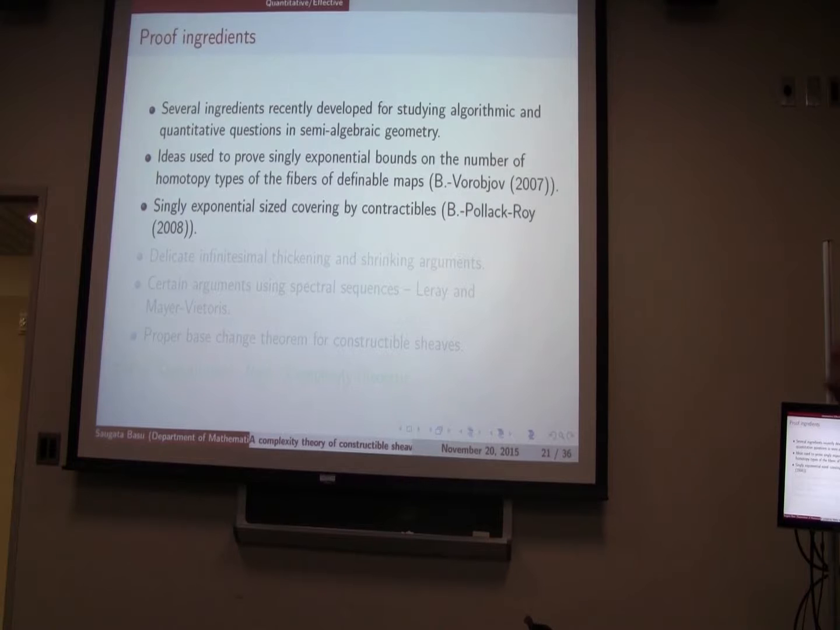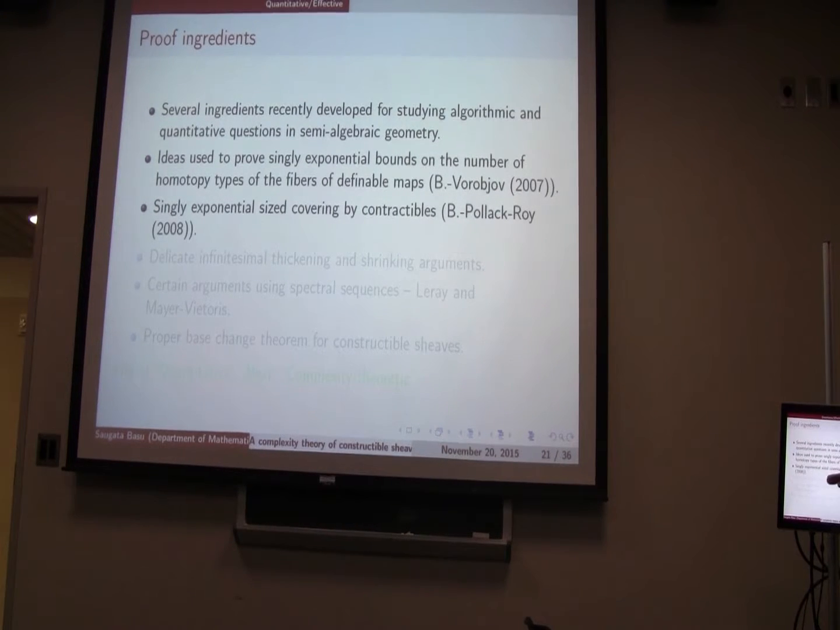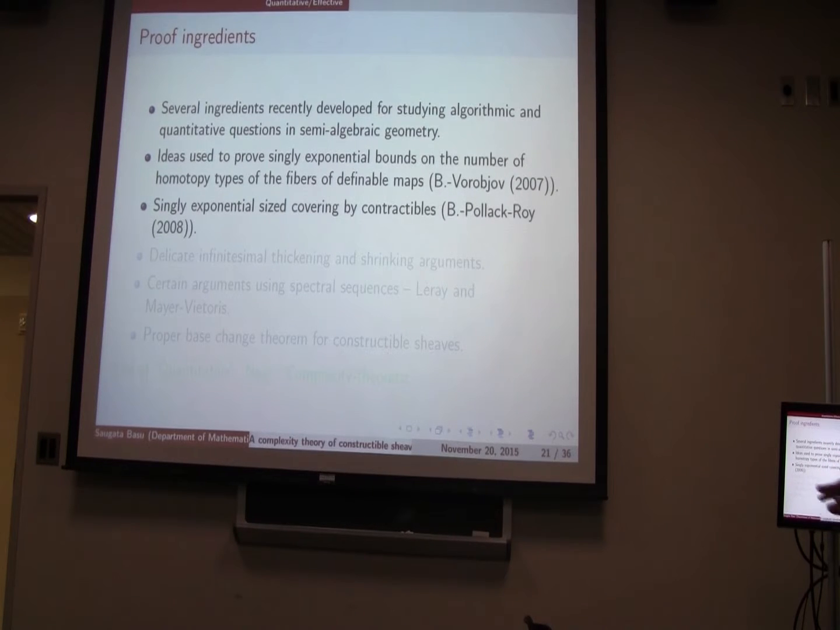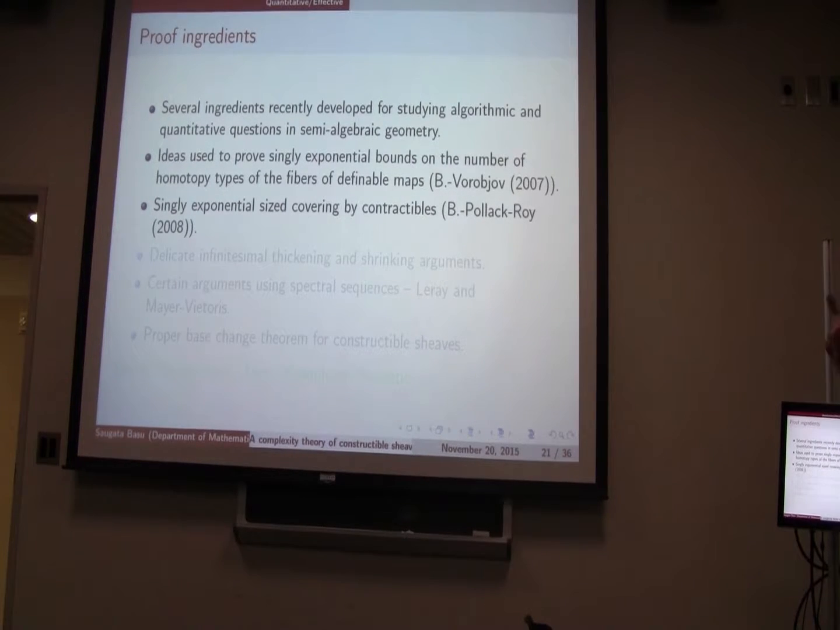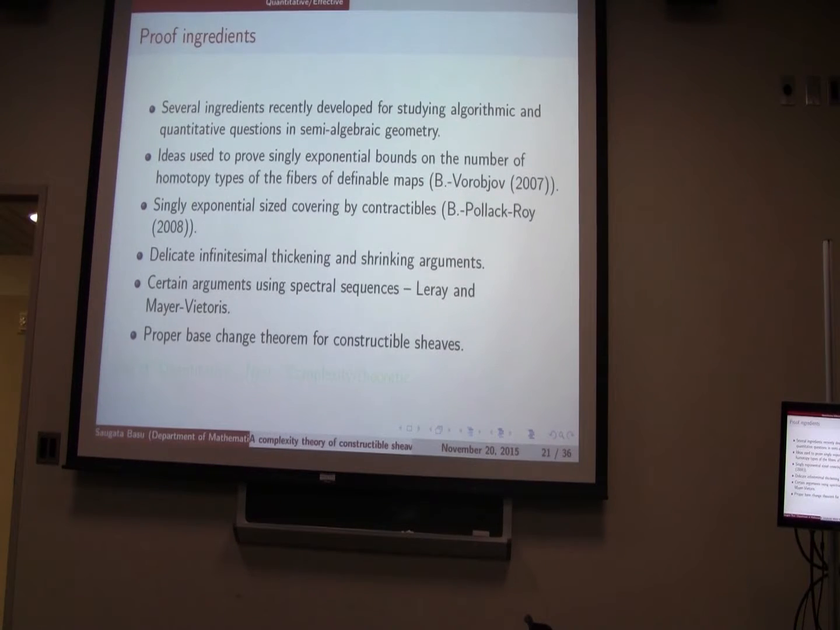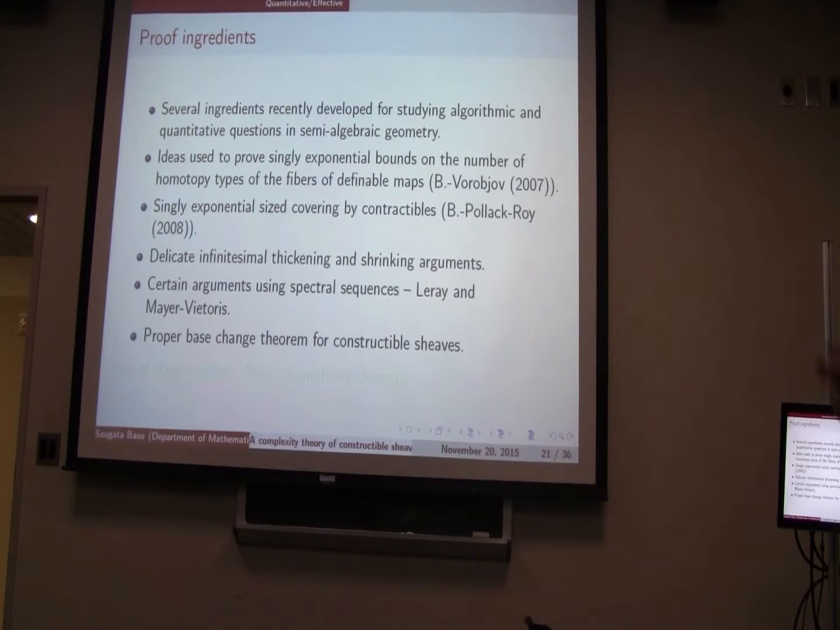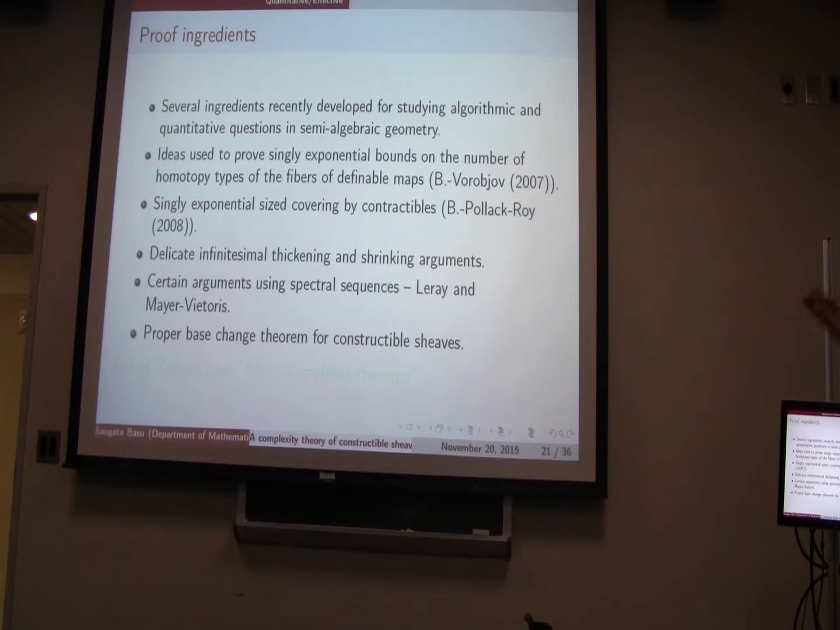And then there are some technical things that we need in these new results. For example, if you have a collection of polynomials, then it's possible to obtain single exponential size coverings of space such that each element of the covering is a contractible set. The contractibility comes in because if a sheaf is locally constant, it does not tell you that it's a constant sheaf, but if it's locally constant on a contractible set, then it's actually a constant sheaf. That plays a role in our proof. And then there are typical arguments in this business of using infinitesimals to thicken and shrink, and spectral sequences, and the basic thing about the proper base change. So there are several ingredients, all of which are well studied, but you have to use them properly.